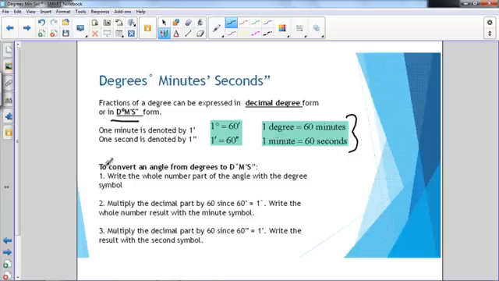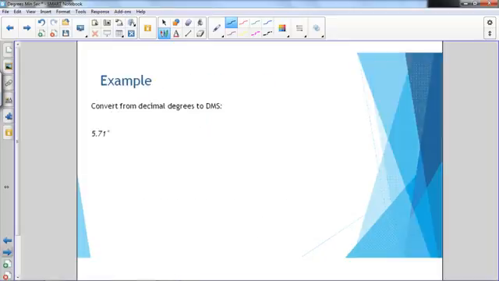Instead of going over this long list of things that you can do and steps you can take, we're just going to do some examples, and I think maybe you'll understand why it's important to do these steps. So if I write this out in parts, I'm going to get 5 degrees plus 0.71 degrees. And as I said before, the most important things we need to keep in mind is 1 degree equals 60 minutes and 1 minute equals 60 seconds. We're going to use these two things to convert our fraction of a degree.